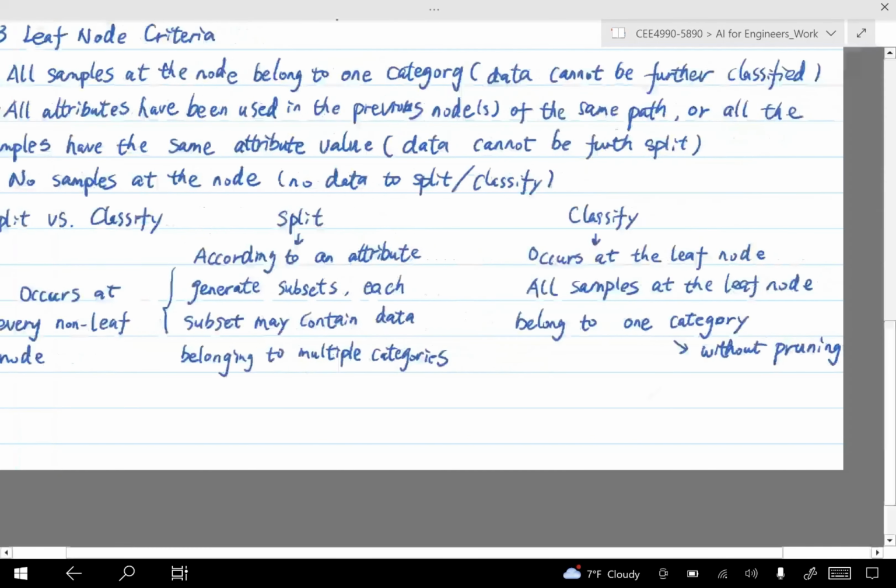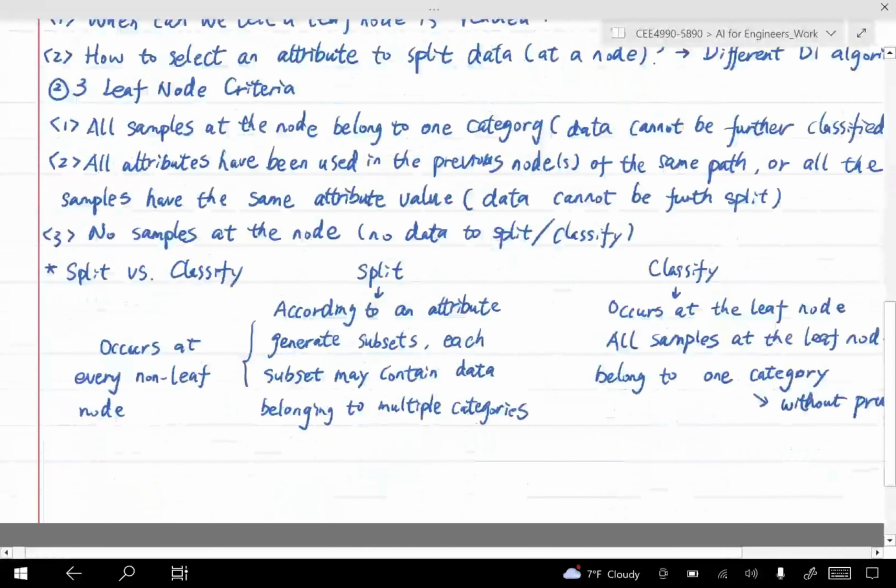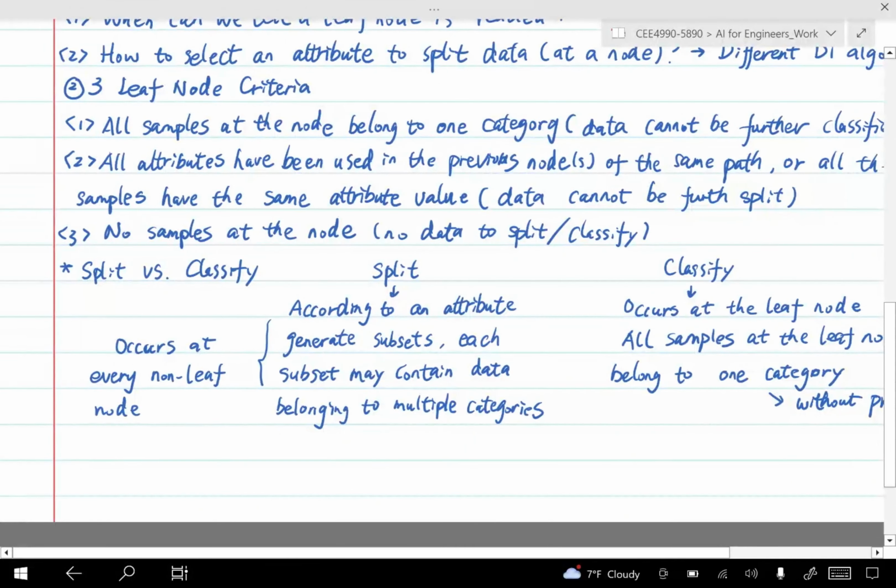Next, let's take a look at the second thing, which is associated with the second question. That is how to select an attribute to split data. What is the criteria? That also tells how we will grow the tree. To do that, first, we need to set up a goal for growing the tree so we know which is the correct direction. Here, I give out this directly.